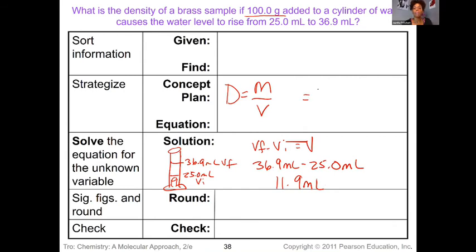So we would take our mass, which is 100 grams, divided by the 11.9 milliliters to solve our problem. So we would take 100 divided by 11.9, and that gets us 8.40 grams per milliliter, or we could also write this as grams per centimeter cubed because we're dealing with a solid material, remembering that 1 milliliter is equal to a centimeter cubed.